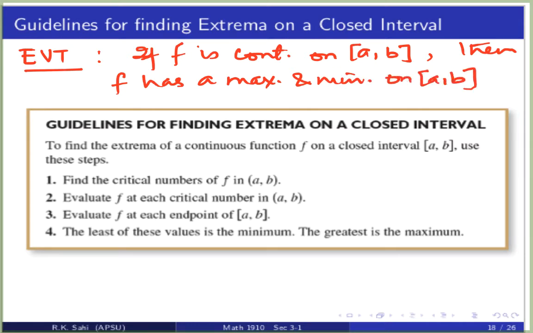Now this is an important theorem. So how would we like to find these extrema? In other words, we're going to try to find the extrema on a closed interval, using the extreme value theorem. We would first find the critical numbers, evaluate the function at each of these critical numbers, then evaluate the function at each of the endpoints. Remember, you can have a maximum or minimum even at the ends. The least of those values is the minimum, the greatest is the maximum. So these four steps are needed. Now let's do a lot of examples.